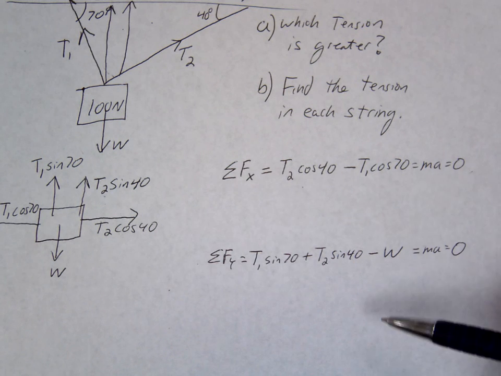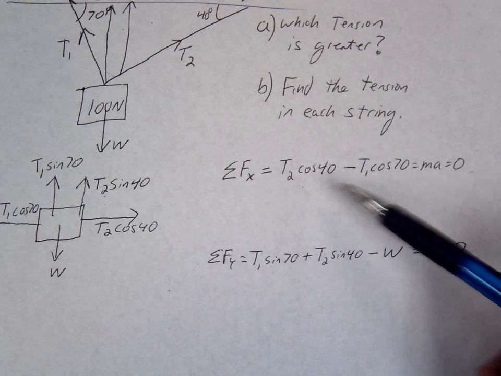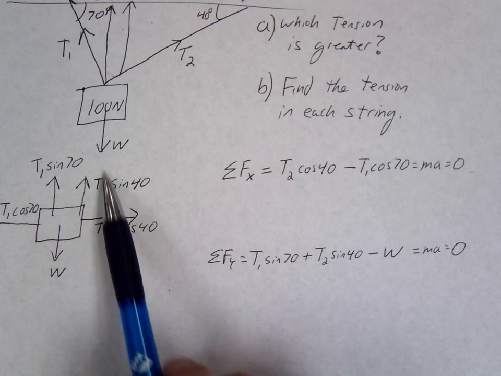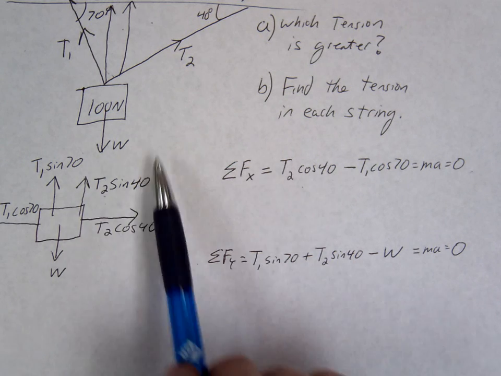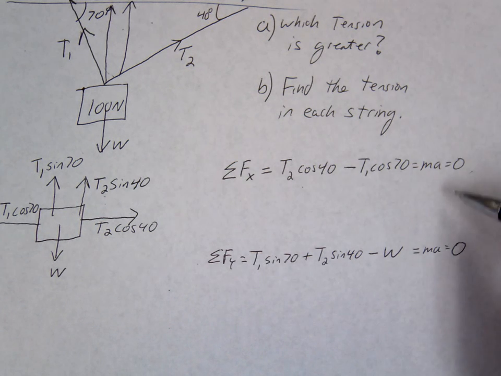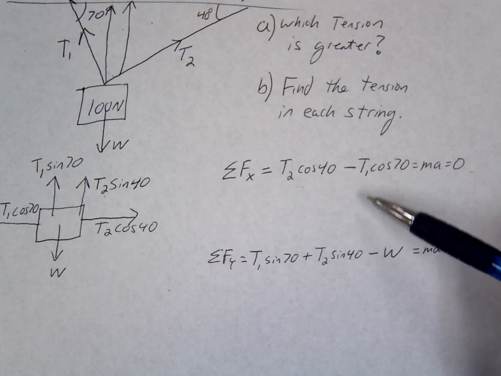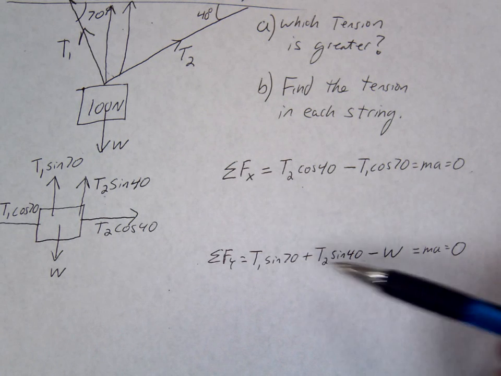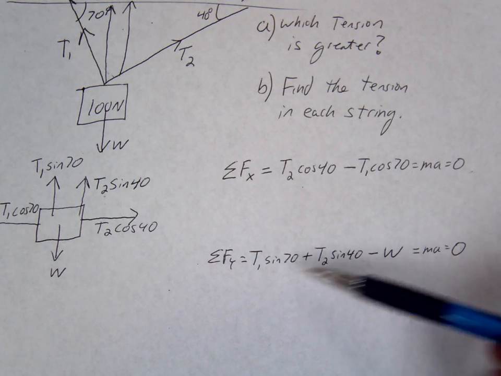So if you got to this point, this is like 90% of the problem, is being able to see your FBD, fix your FBD, set up your equations. The rest is just algebra. Okay, let's go ahead and do the algebra here. We do have a dilemma because we have two unknowns. However, what else do we have?